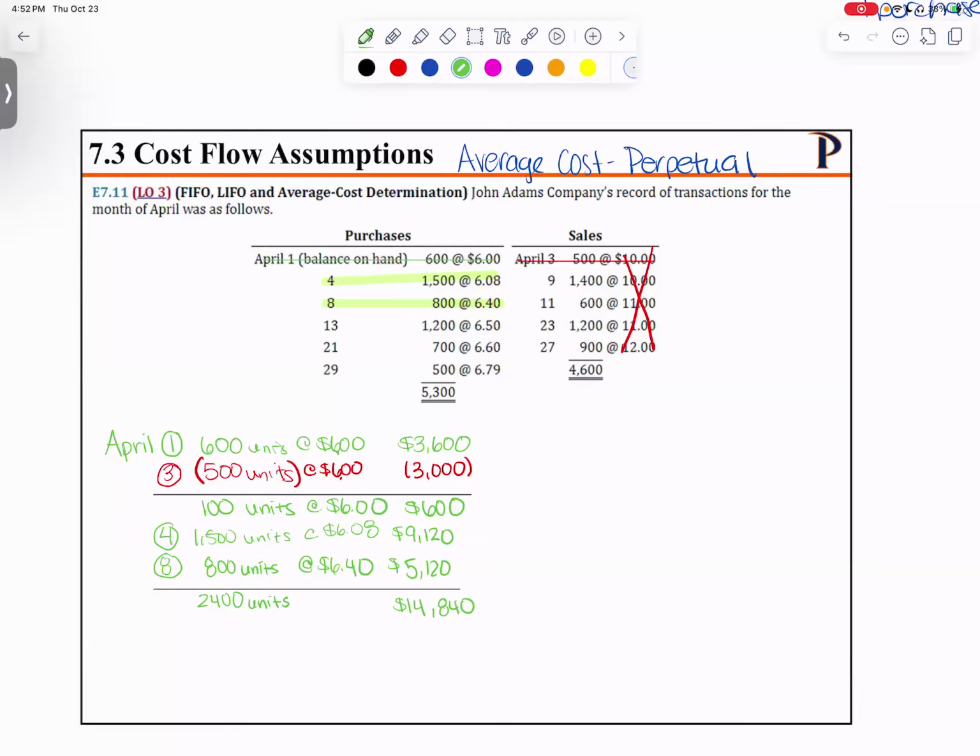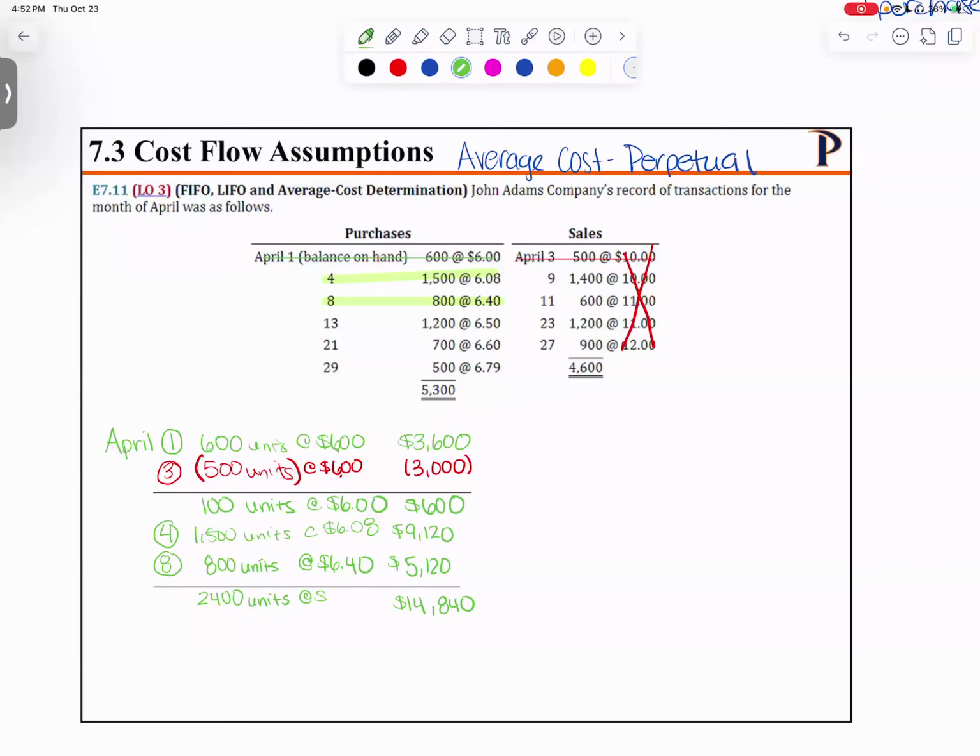If we divide 14,840 by 2,400 units, we'll have an average cost per unit of $6.18. It's always good to do a quick, what I call reasonableness check. Anytime that we calculate a weighted average, the weighted average that we calculate should fall somewhere between the lowest and the highest value. So this 6.18 is higher than our lowest amount that we purchased of 6, and then it's lower than this $6.40. So that seems at least reasonable to me.